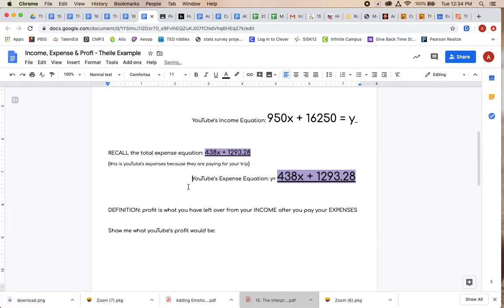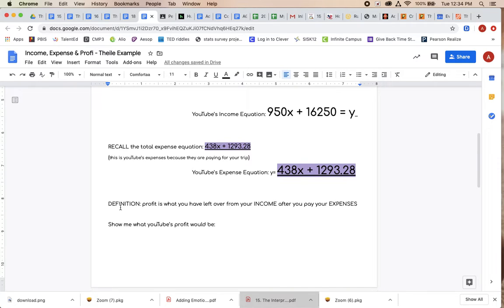Okie dokie. All right, so now it says definition. Profit is what you have left over from your income after you pay your expenses. Right? So income is something that you get, kind of like an allowance or money you make from selling something, but you always have expenses, right? You know, if you have a business, you got to pay your rent, you got to pay stuff, right? And so your profit is what you have left over after you pay your expenses.